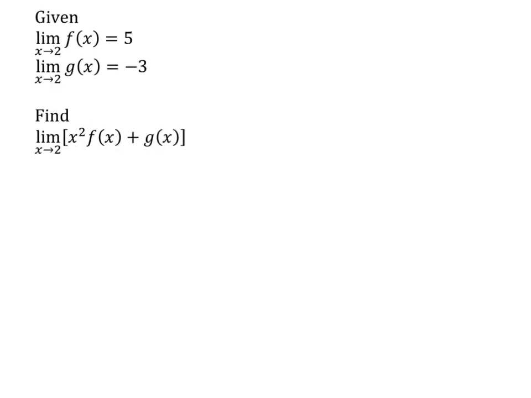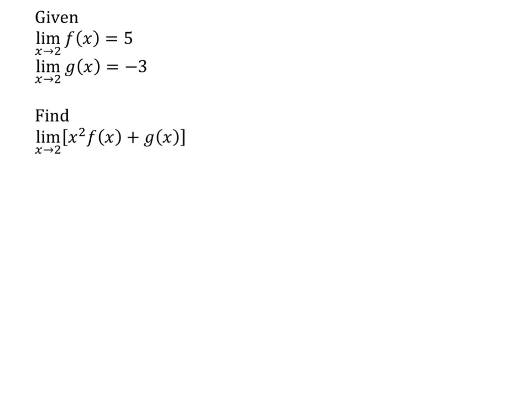So the example that I have is this one. Given that the limit as x approaches 2 of f of x is 5, and the limit as x approaches 2 of g of x is -3, I want us to find this limit. If you're feeling up to it, pause the video, think about how you could break up this limit into different pieces, and then solve it.